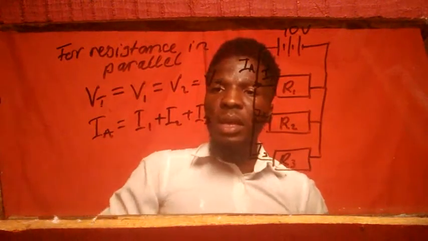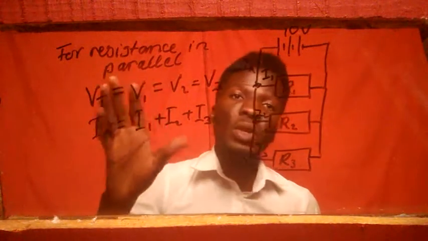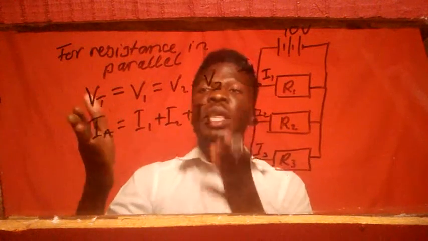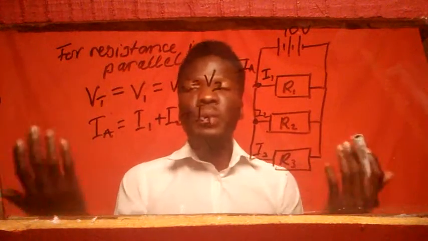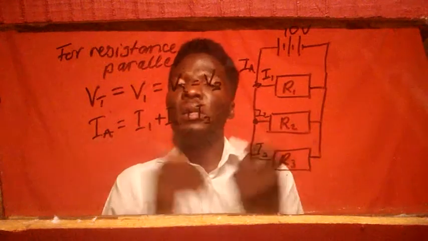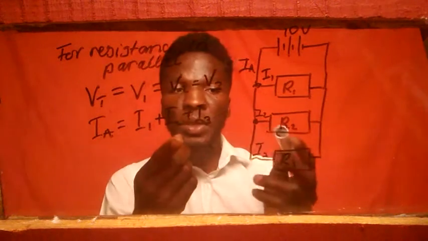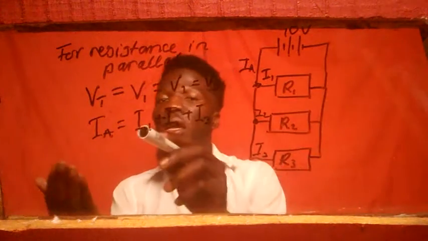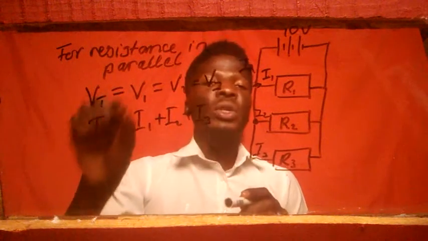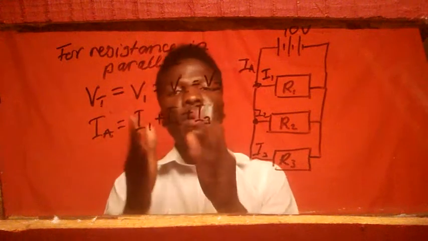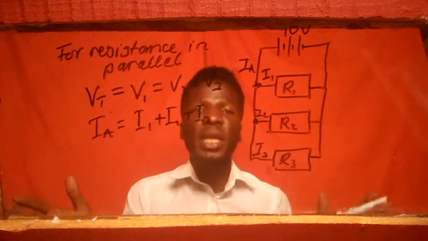So basically, these are very important concepts that we need to know because we can use them when we're given, for example, a question to find the current passing through resistor R2 if we're provided with current at 1 and current at 2 as well as the total current in the circuit. With these concepts, we can easily calculate.